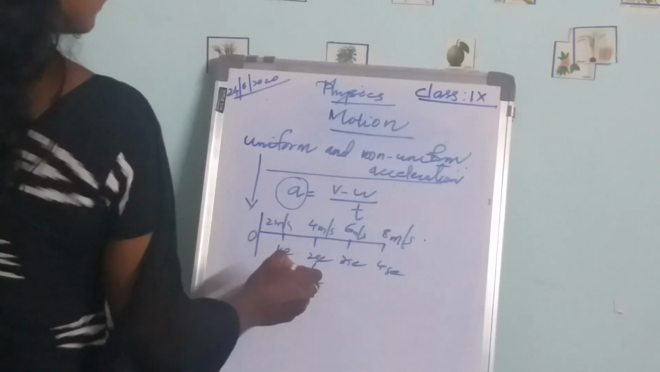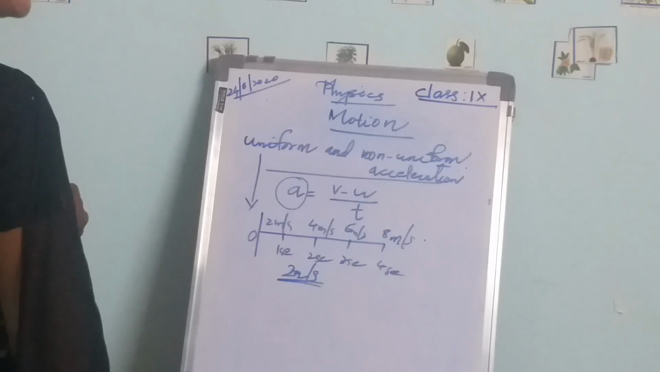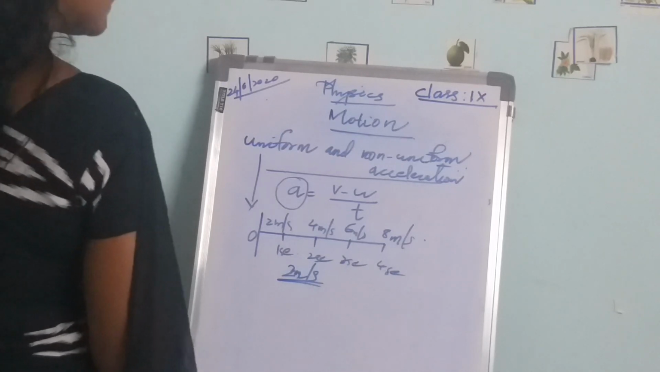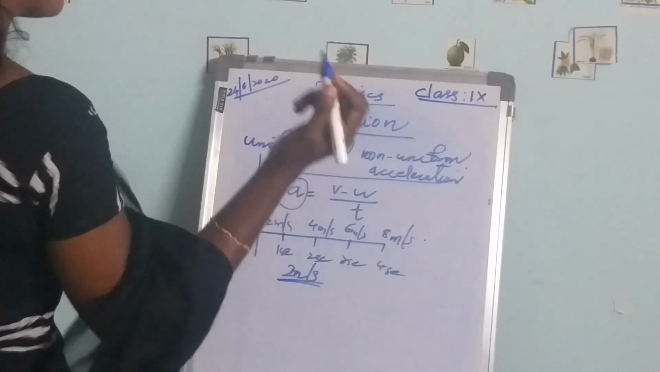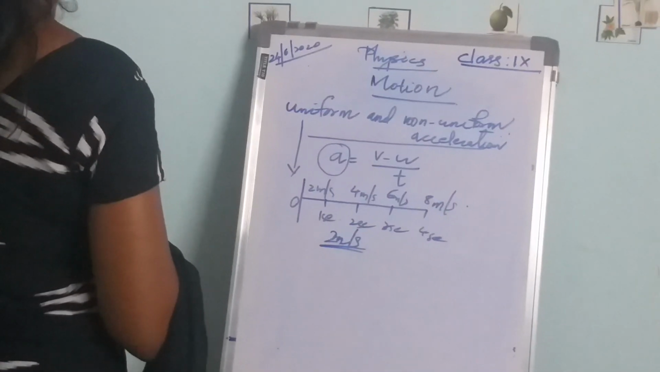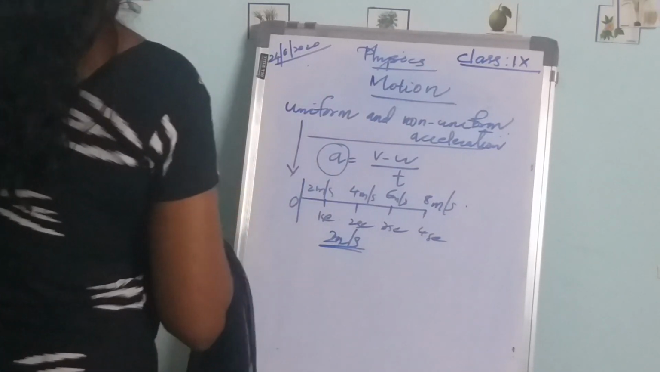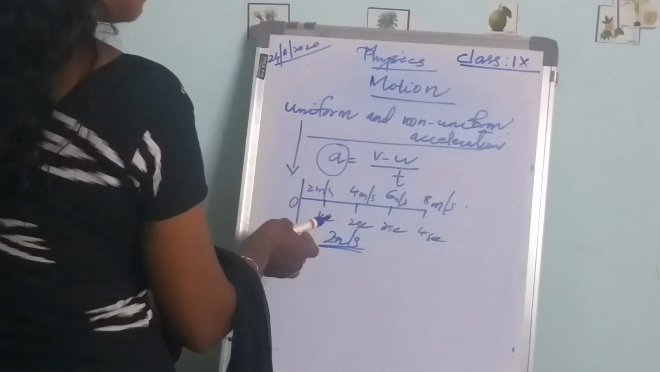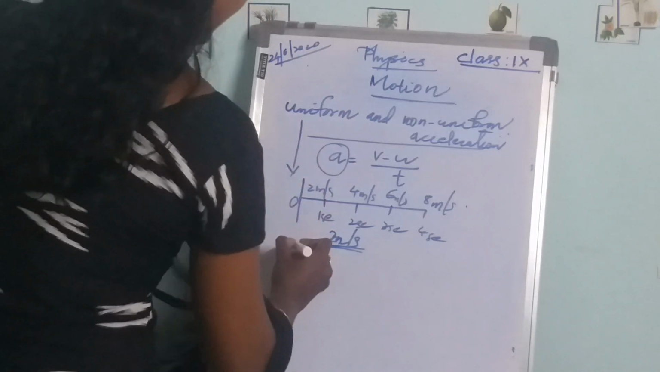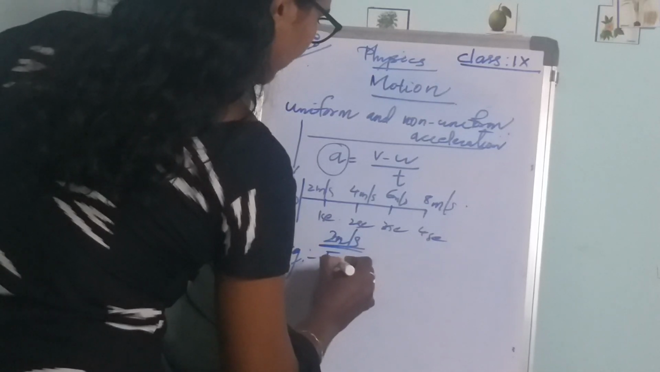This type of acceleration is uniform acceleration. An object is said to be in uniform acceleration if the velocity changes by equal amounts in equal intervals of time. If the velocity of an object changes by equal amounts in equal intervals of time, then the object is said to move with uniform acceleration. Here in the example, for every 1 second the velocity changes by 2 meter per second.